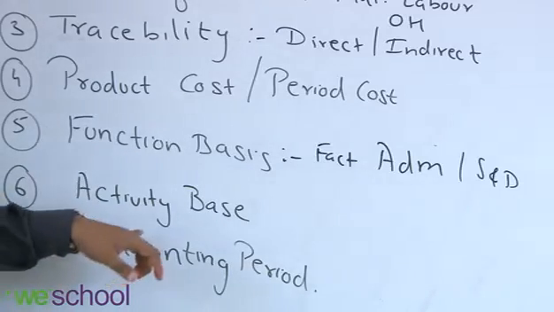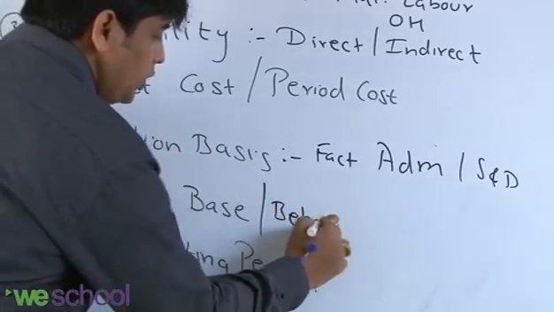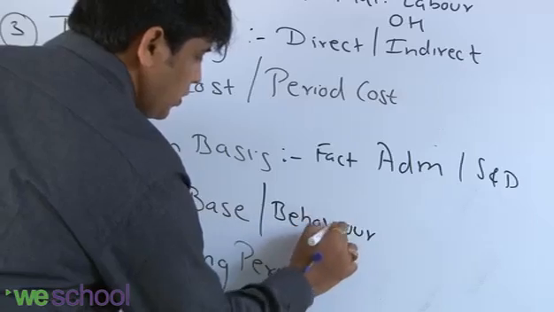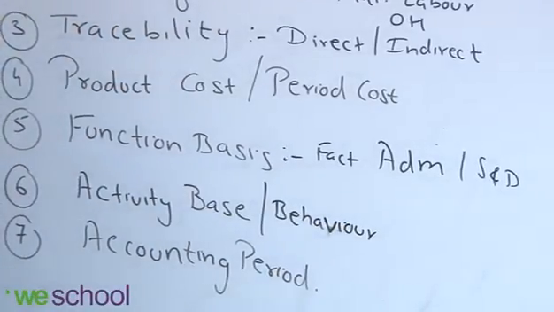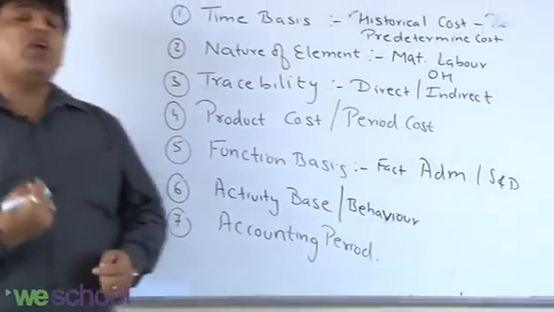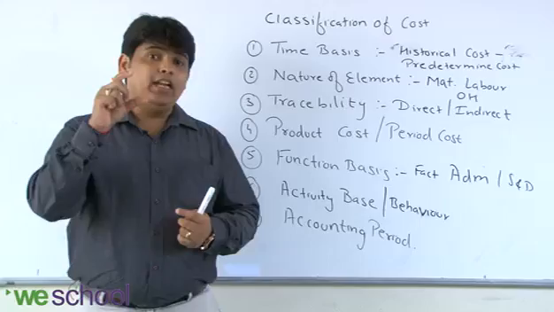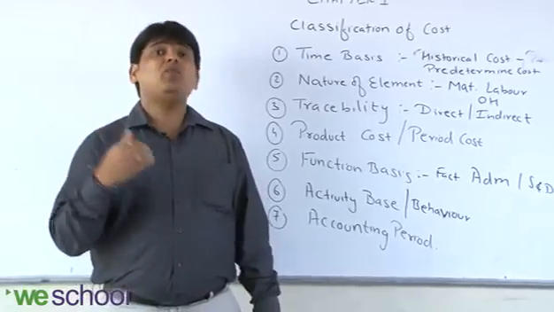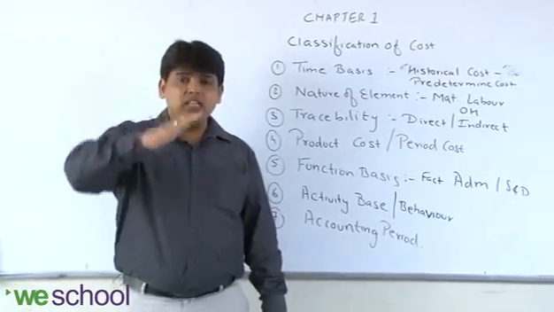Now the next one is on the basis of activity, or you can say behavior. On the basis of behavior means the cost behaves with the production, means they react to the production units. If for one shirt cost is 40 rupees, for 2 shirts cost is 80 rupees, for 3 shirts 120 rupees, for 4 shirts the cost of raw material is 160 rupees. As soon as production is increasing, the cost is increasing. Production is decreasing, the cost is decreasing.